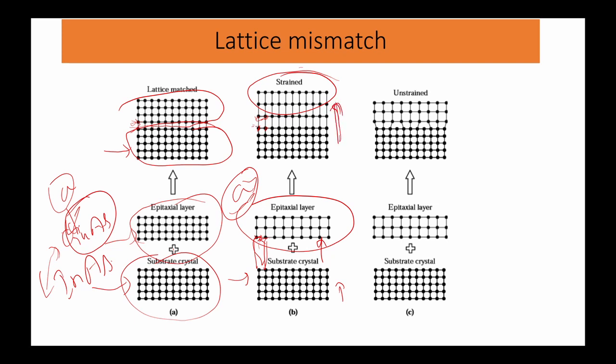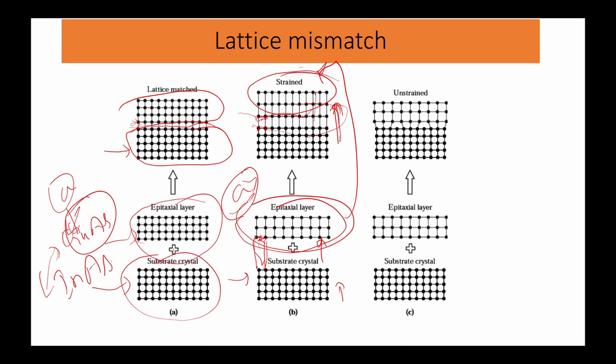After 3, 4 atomic layers, 4, 5 atomic layers, this will be relaxed. It will widen a little bit, and after some 4, 5 atomic layers, this will be relaxed. And this will be like this only.